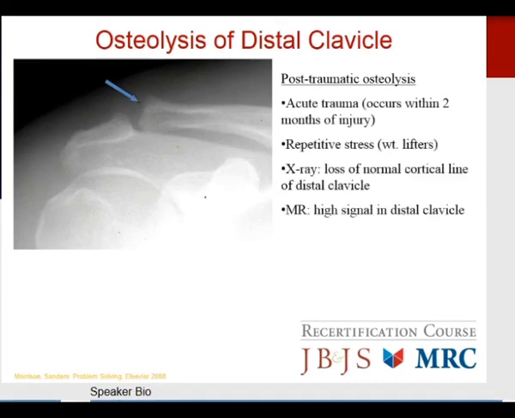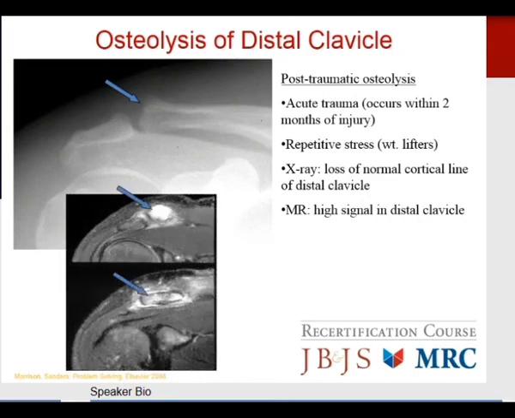Another classic injury in weightlifters is osteolysis of the distal clavicle. This can be either secondary to an acute traumatic event or secondary to repetitive stress, as occurs with weightlifters. And the radiographic appearance is that of loss of the normal cortical line, subchondral lucency, and cystic change, whereas in MR imaging we can see this much earlier.